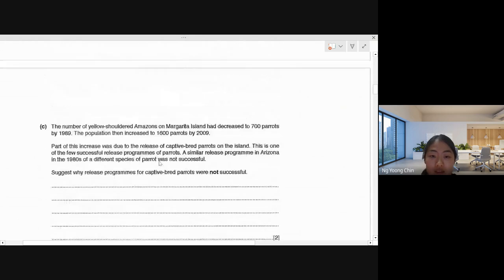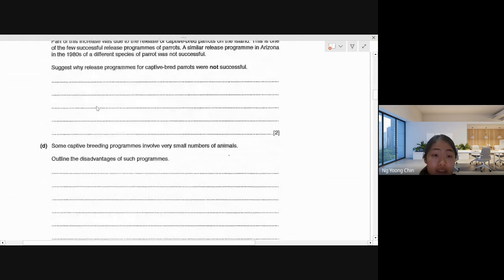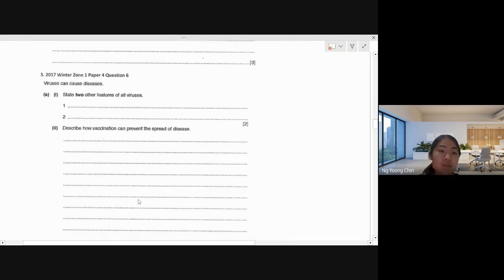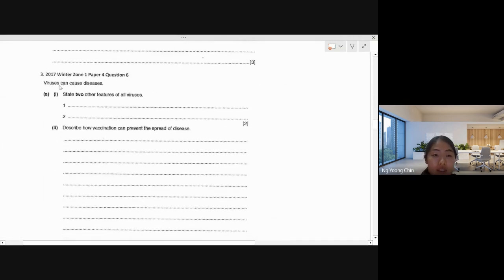I think this one we can try next time because you didn't learn this yet. Okay, this one, number 3. Virus can cause disease. So state 2 other features of the virus. So any 2 other features of the virus.